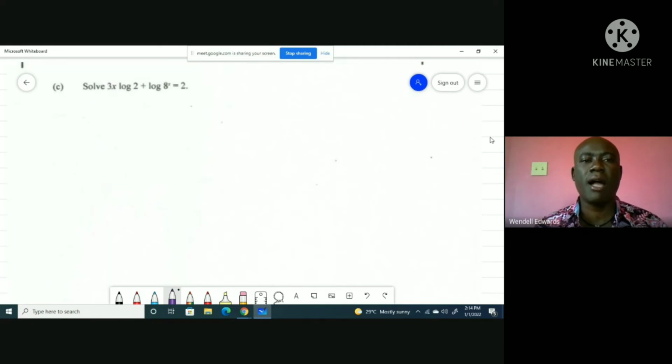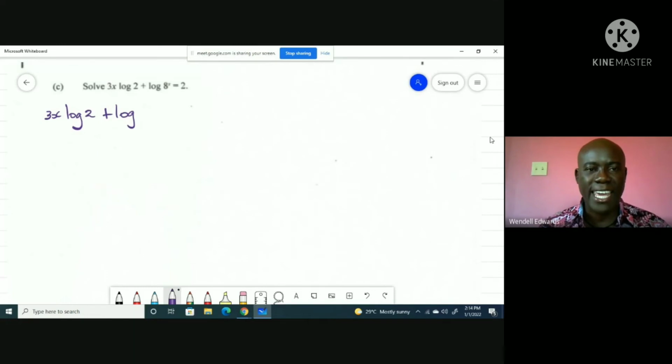It says solve 3x log 2 plus log of 8 to the x equal to 2. We want to find what value of x could produce that. Let me write this quickly. This is what we were asked to solve: 3x log 2, and we're adding log 8 to the power of x, and this is equal to 2. So this is what we want to solve.